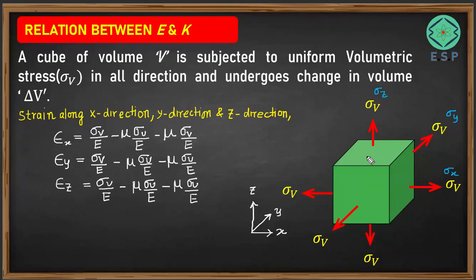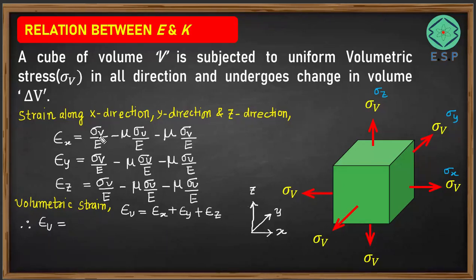Now we know that the volumetric strain is nothing but the summation of all these three strains. If you add strain in X direction, strain in Y direction and strain in Z direction, you will get the volumetric strain. So that we can directly write down, friends. Therefore volumetric strain is given as strain in volume, that is equal to strain in X direction plus strain in Y direction plus strain in Z direction. Straightforward. So I'll write down here volumetric strain equals, now I'm going to add all these three together.